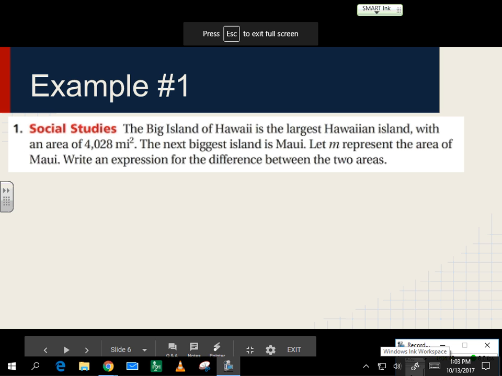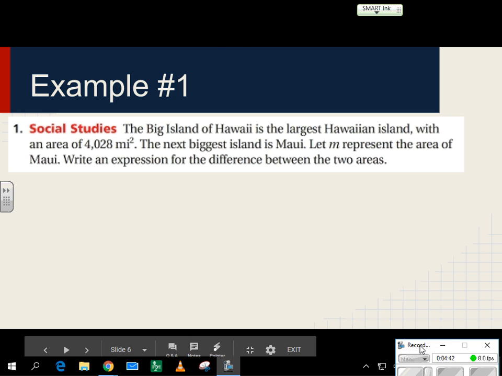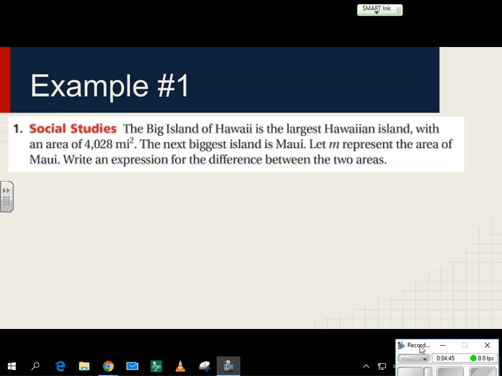All right, here's one I want you to try on your own. It says the Big Island of Hawaii is the largest island in the state, with an area of 4,028 miles squared. The next biggest island is Maui. So we're going to let M represent the area of Maui, M for Maui. And you have to write an expression for the difference between the two areas. Difference should be your hint there. Go ahead and write an algebraic expression, and then we will check to see if you had it right in just a second.